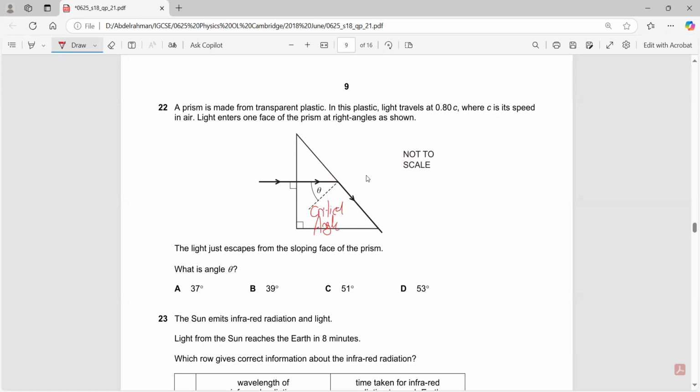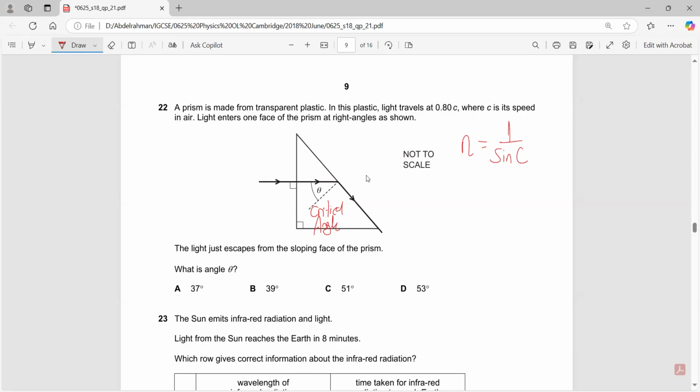Because the light is moving along the surface of the boundary. Now this is the critical angle. What's the equation? How can we find the equation? What's the equation we use for the critical angle? n equals 1 over sin C.